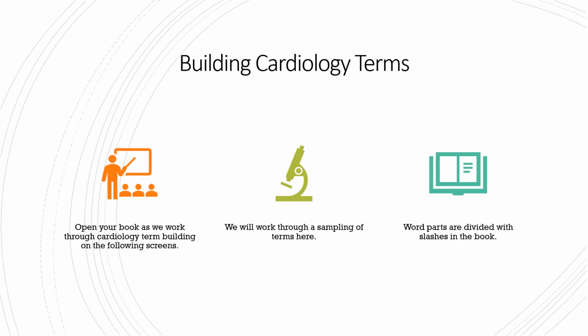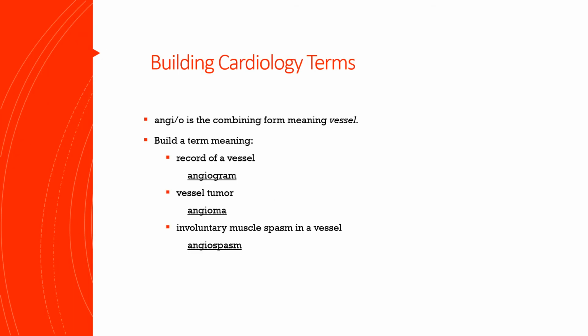Now that we've discussed cardiology and the cardiovascular system a little bit, I want you to open your book and practice building cardiology terms. This is going to begin on page 109. So pause here, work through pages 109 through 114 if you're in the 3rd edition, and then you can restart and check your work. Angio is the combining form that means vessel. Build a term that means record of a vessel. Angiogram. Vessel tumor is an angioma, and involuntary muscle spasm in a vessel is an angiospasm.